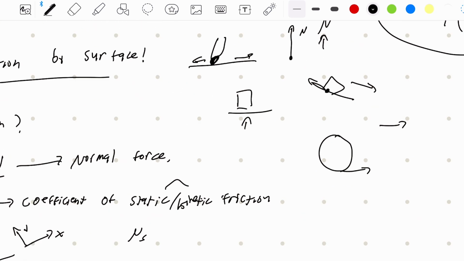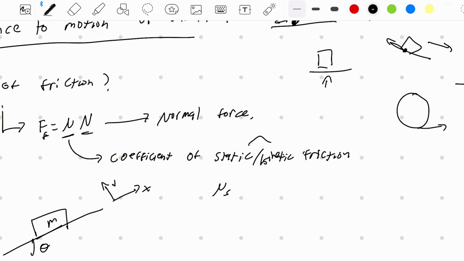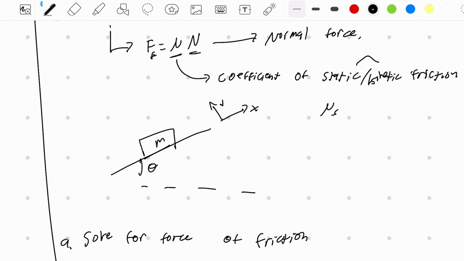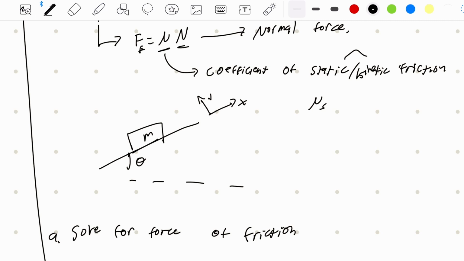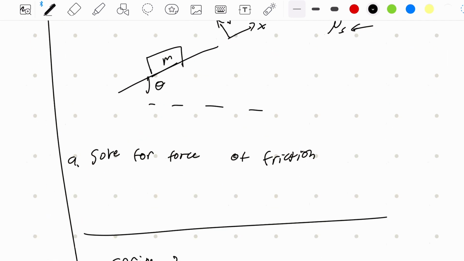to be pushed forwards. So let's look at an example of a box sitting here on some ramp, some incline. You have some angle theta. You're given some coefficient of static friction, mu(s), and it wants to see what is the force of friction.